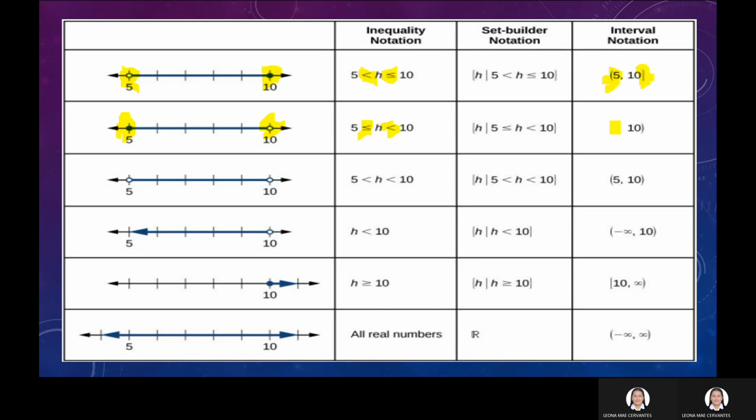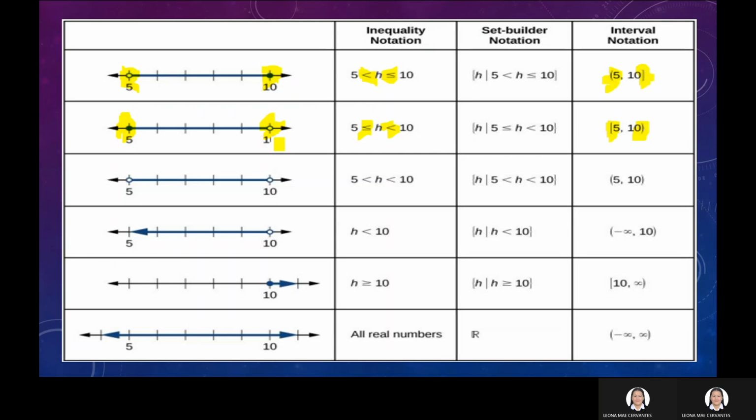Next, interval notation, we have the square bracket 5, 10 parentheses. Since 5 is shaded or included, then we will use square bracket. 10 is not shaded or not included, so we will use parentheses.